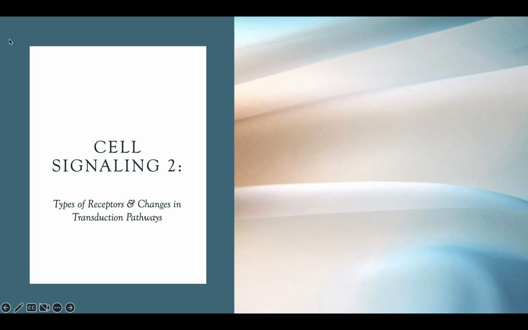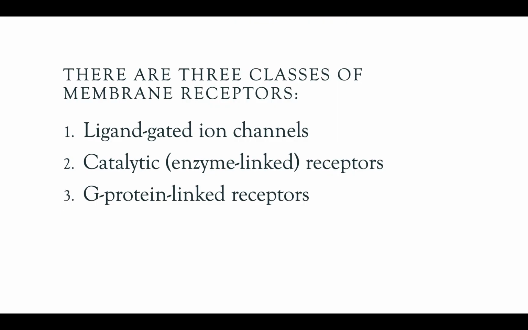All right, we have a short one today. We're going to finish cell signaling by looking at some specific types of receptors and explore some things that can disrupt a transduction pathway. Starting with the three classes of membrane receptors.